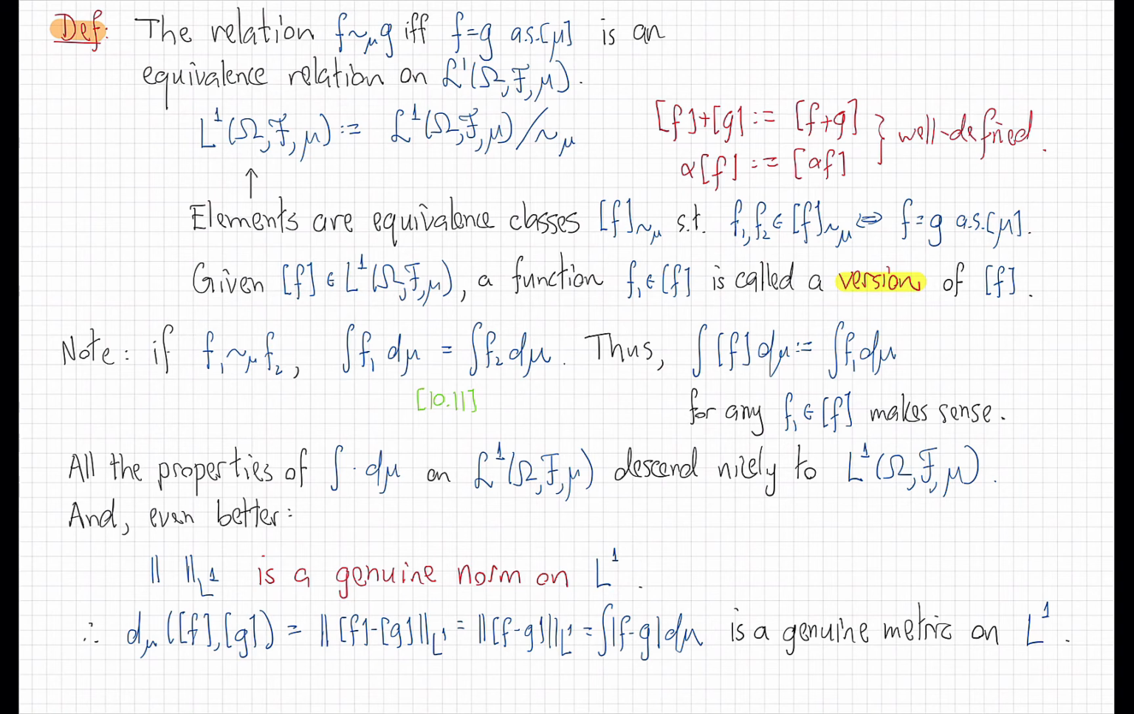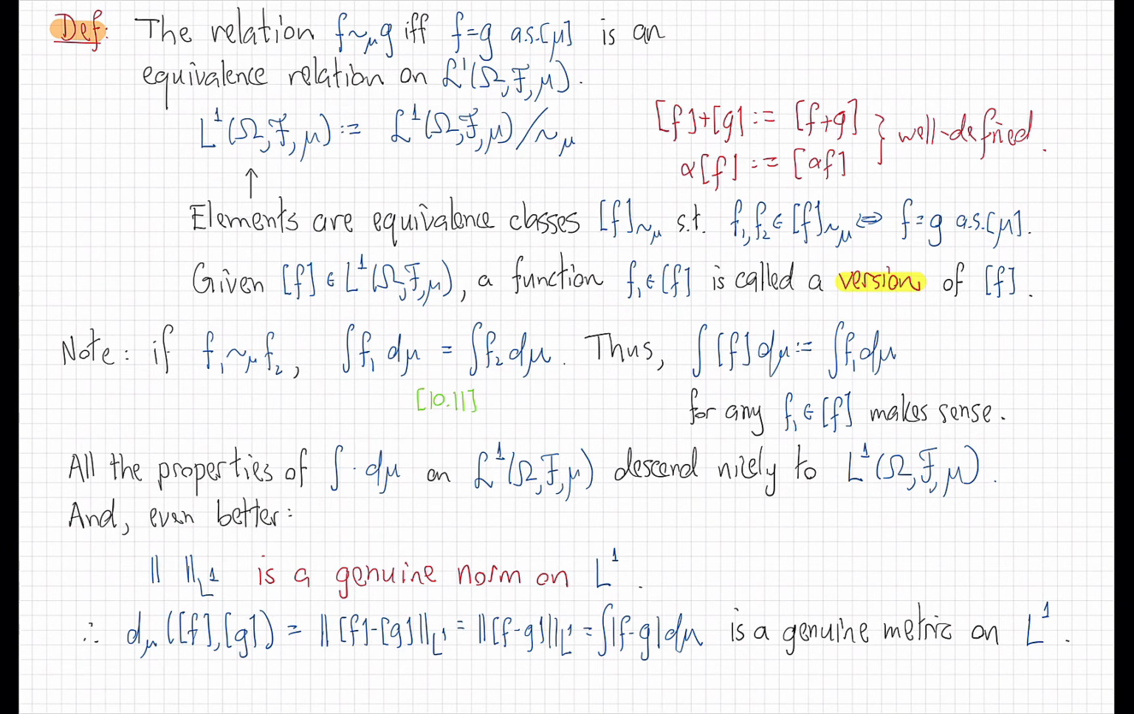Now, how about the integral? Well, if I have two functions that agree almost everywhere, then their integrals agree. That was part of proposition 10.11 that we proved last time. And therefore, we can also define the integral of an equivalence class of functions in L1 to be the integral of any version of the function in there. And that makes perfect sense. And it is now boring and routine to verify that this descended integral on L1 satisfies all of the properties that we have now proved for the integral. It is a linear functional, it is positive, and even better, it makes the L1 norm into a genuine norm.